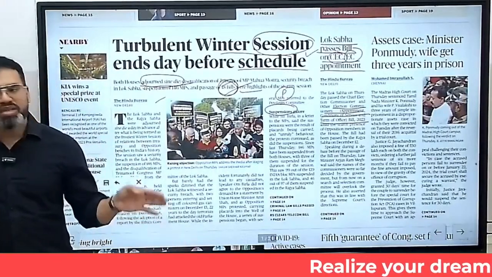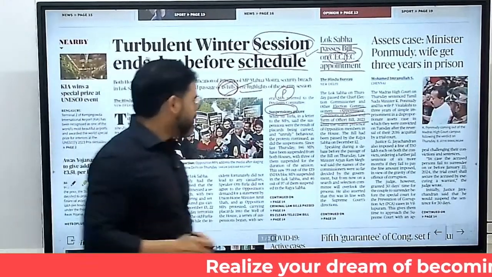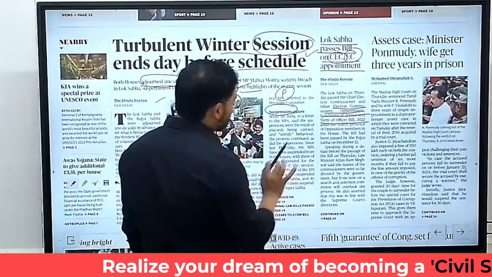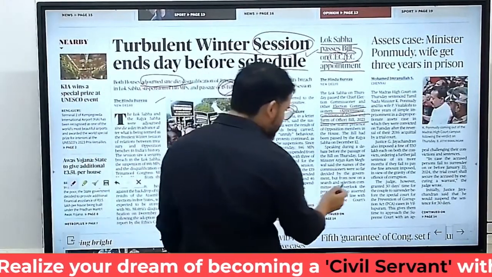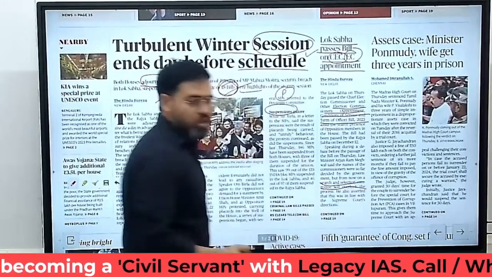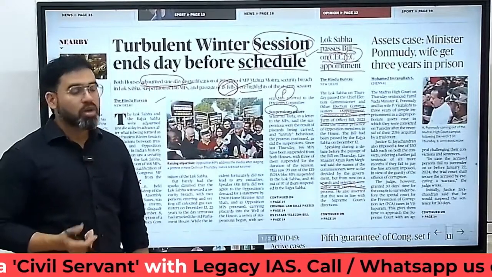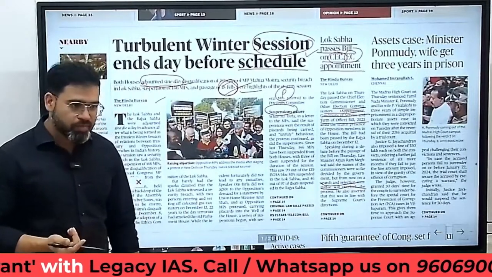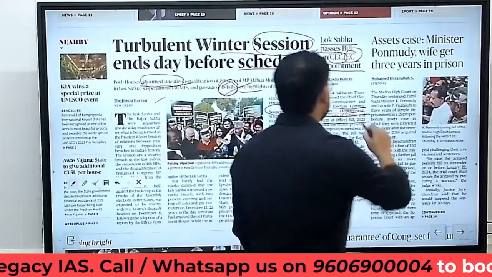Correct? What is the selection committee? What is the search committee? So that only you have to focus on here. For example, they mentioned the search committee and the selection committee will oversee now. So what is the search committee? What is the selection committee? Who are the members of these committees? That is the current affairs part.